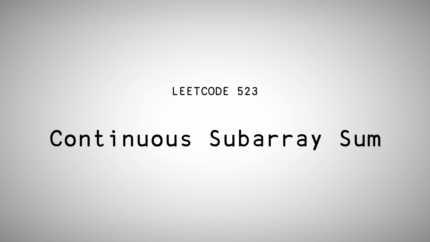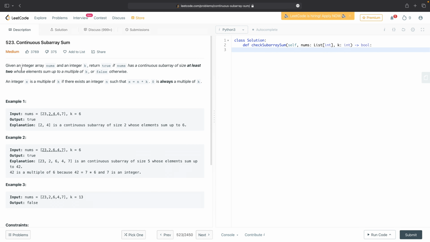Today we are doing the continuous subarray sum problem. I put strange emphasis on that. Given an integer array nums and an integer k, return true if nums has a continuous subarray of size at least 2 whose elements sum up to a multiple of k, or false otherwise. An integer is a multiple of k if there exists an integer n such that x equals n times k. 0 is always a multiple of k.